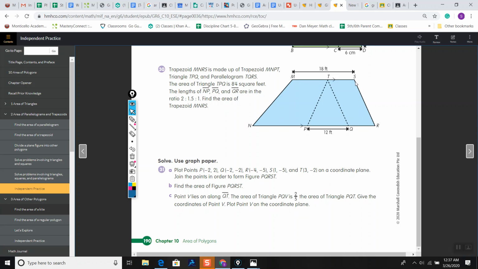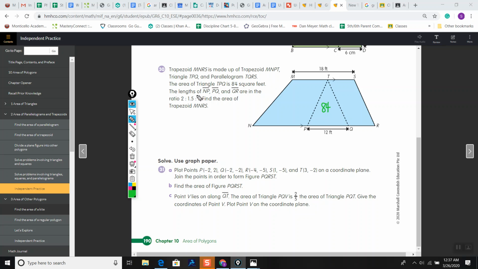MNRS is made up of a trapezoid, MNPT, the smaller trapezoid, and triangle TPQ, and that triangle is 84 square feet. And a parallelogram, sorry, parallelogram TQRS. So the area of the triangle is 84 square feet.